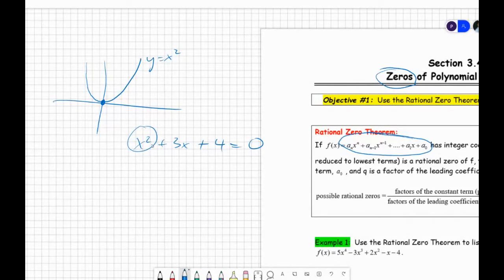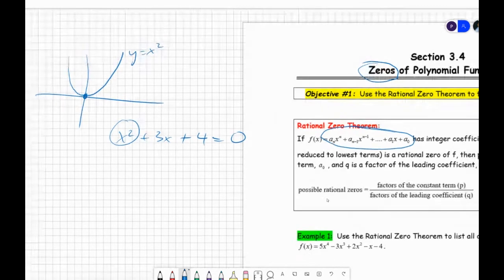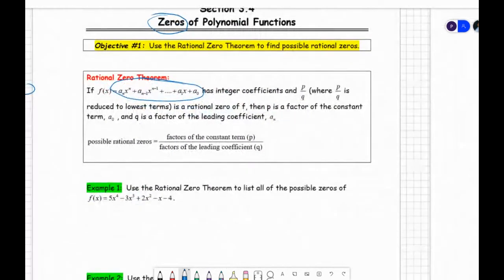Now, we are looking at this for anything that's higher than a quadratic. So to the third, the fourth, the fifth, anything higher than a quadratic. Anything that's higher than a quadratic is very hard to find the zeros of. So we need to look at different theorems in order to help us find these zeros. So it comes to the rational zero theorem. Now this enables us to find possible rational zeros.